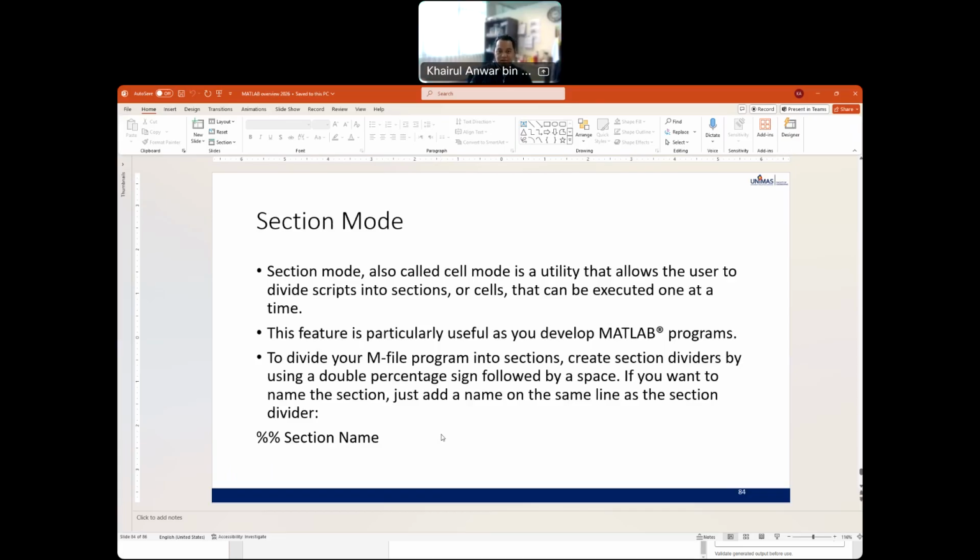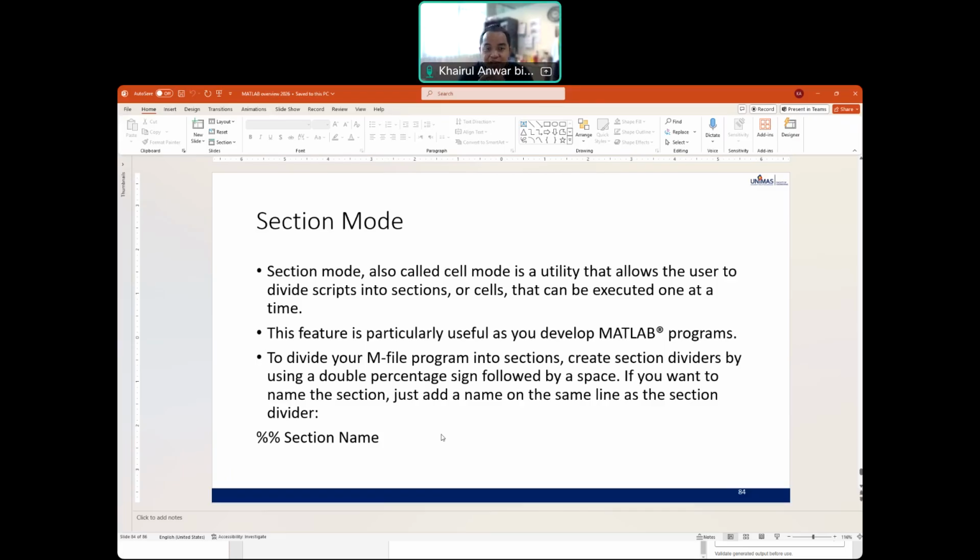Section mode. So this is still under script. Section mode, so-called cell mode, is an ability that allows the user to divide the script into sections. If you don't divide it, it will run the script as a whole, from the first line till the last line. If you divide it into sections, it will run section by section. Or you can still run it as a whole.